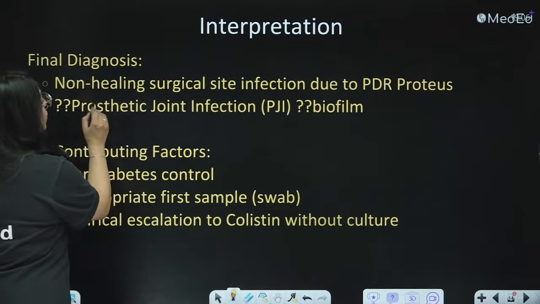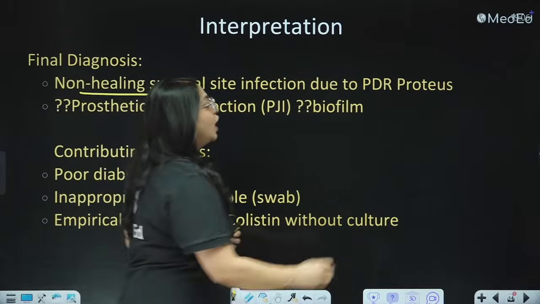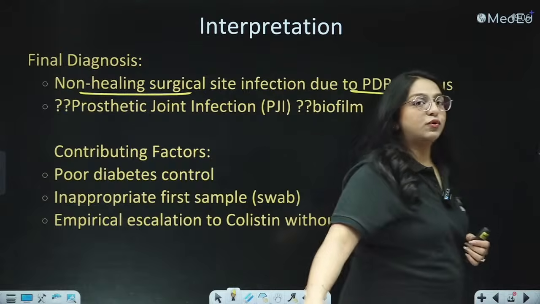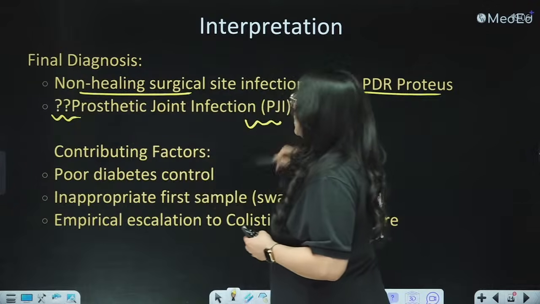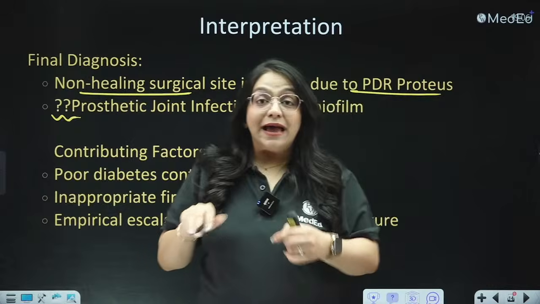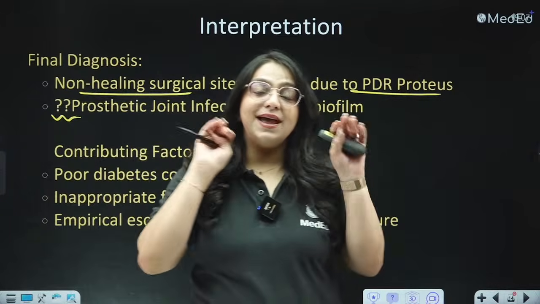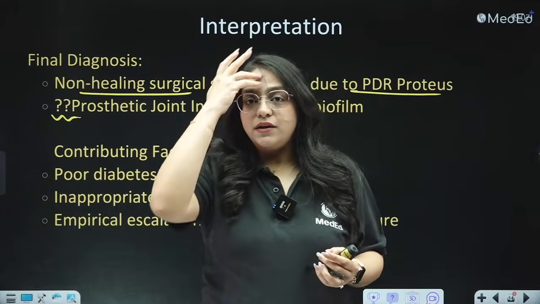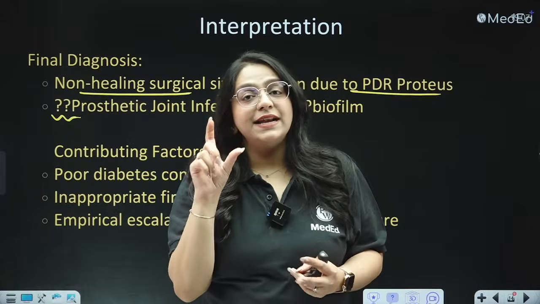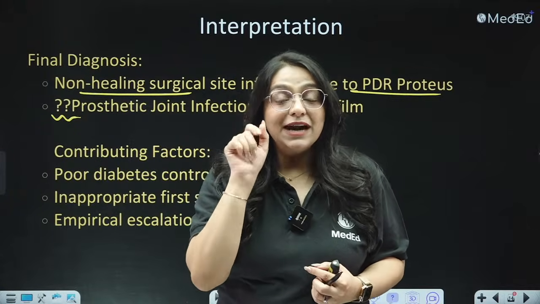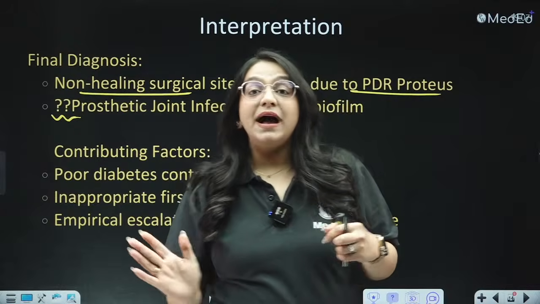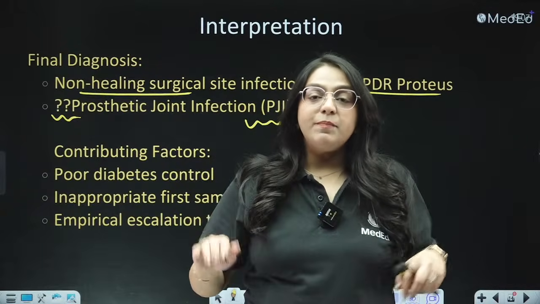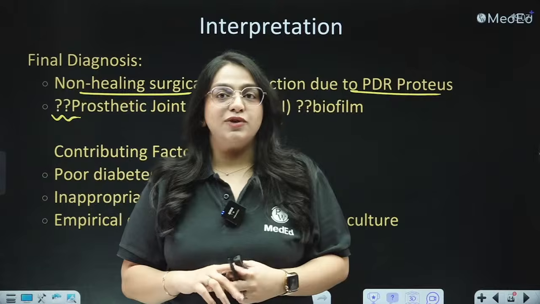Final diagnosis was a non-healing surgical site infection due to a pan-drug resistant Proteus, and whether it was a prosthetic joint infection or not, it still needs to be found out. So now the surgeon needs to explore and see if the implant, the prosthetic joint they have placed, is also infected deep inside. So the patient needs to be taken back inside the OT, opened up and looked for a prosthetic joint infection.